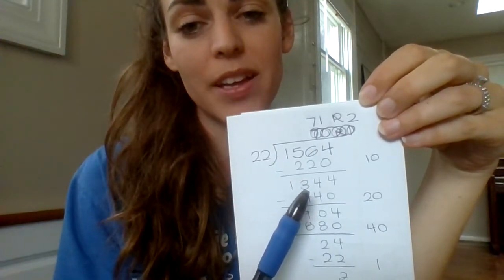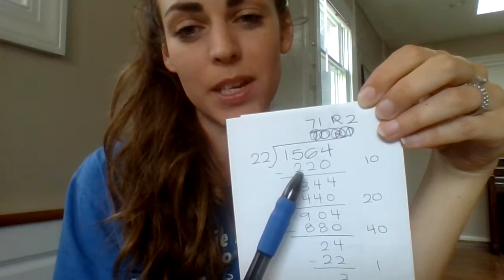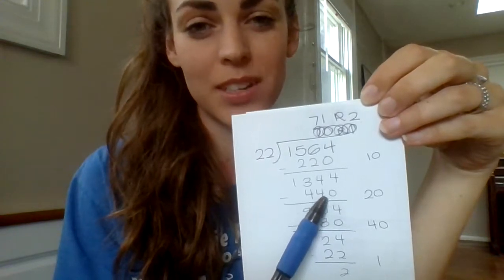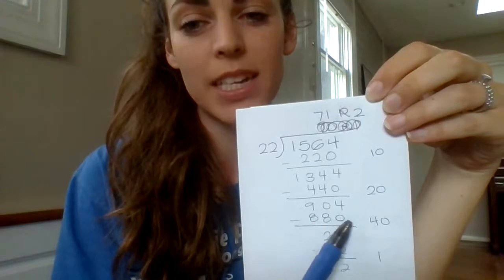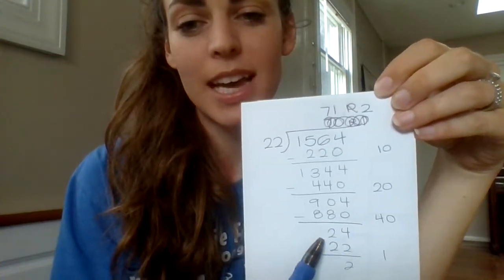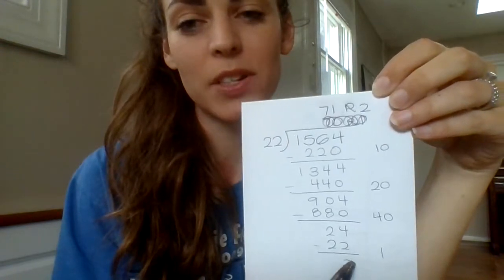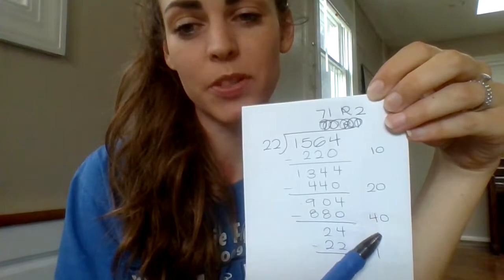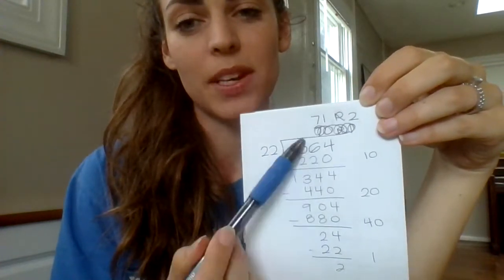I got a new total of 1,344, and then I doubled the result up here, the 220, to get 440. Doubling is a pretty quick strategy. So now I've taken another 20 copies out, doubled it again, and removed 40 copies. And then here with 24, 22 only fit into it one time, so I've got a remainder of 2. Then all of these numbers here, 10 plus 20 plus 40 plus 1, total 71 with a remainder of 2.